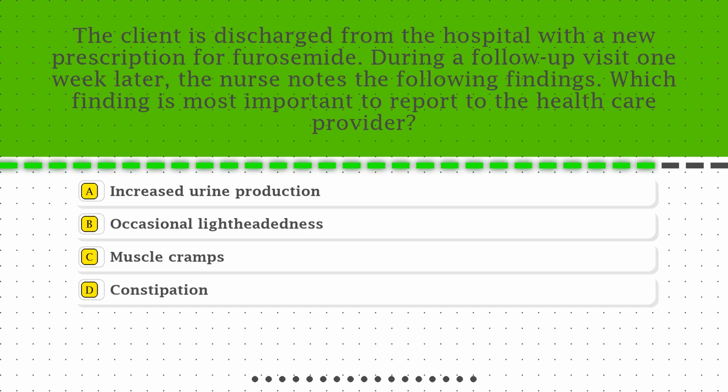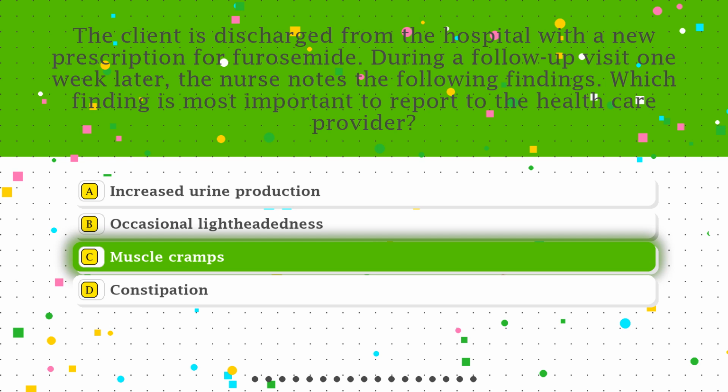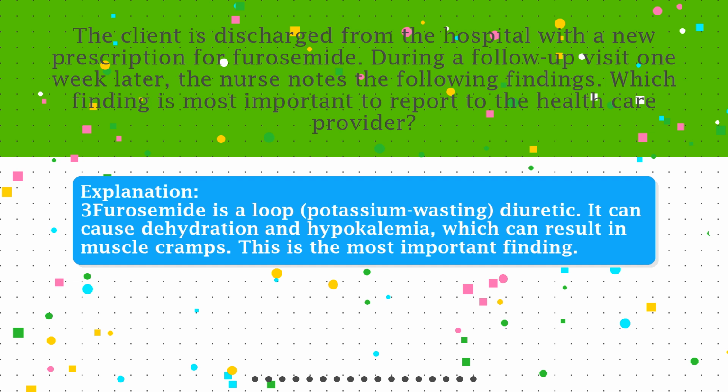Question 6. The client is discharged from the hospital with a new prescription for furosemide. During a follow-up visit 1 week later, the nurse notes the following findings. Which finding is most important to report to the healthcare provider? Option A. Increased urine production. Option B. Occasional lightheadedness. Option C. Muscle cramps. Option D. Constipation. The correct answer is option C. Muscle cramps. Furosemide is a loop, potassium-wasting diuretic. It can cause dehydration and hypokalemia, which can result in muscle cramps. This is the most important finding.